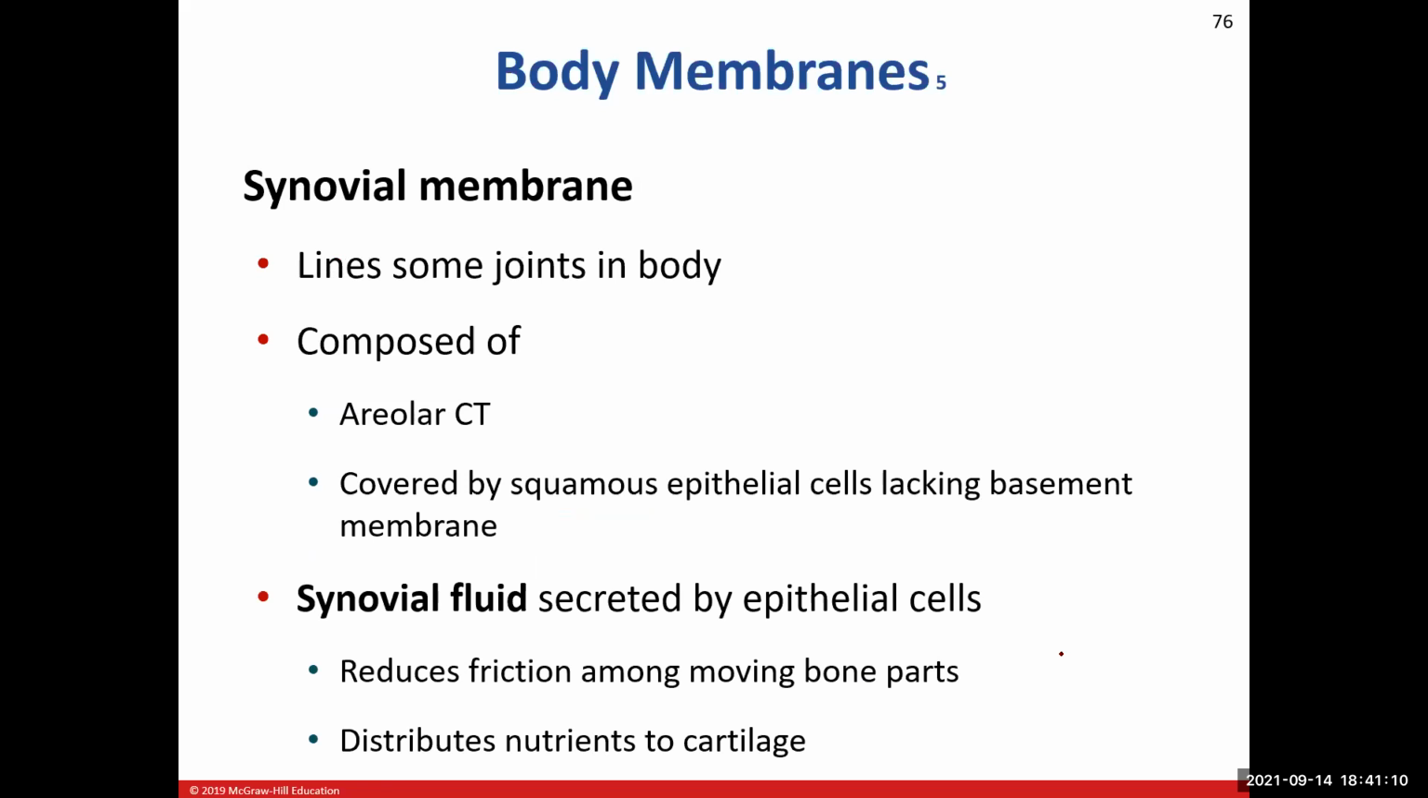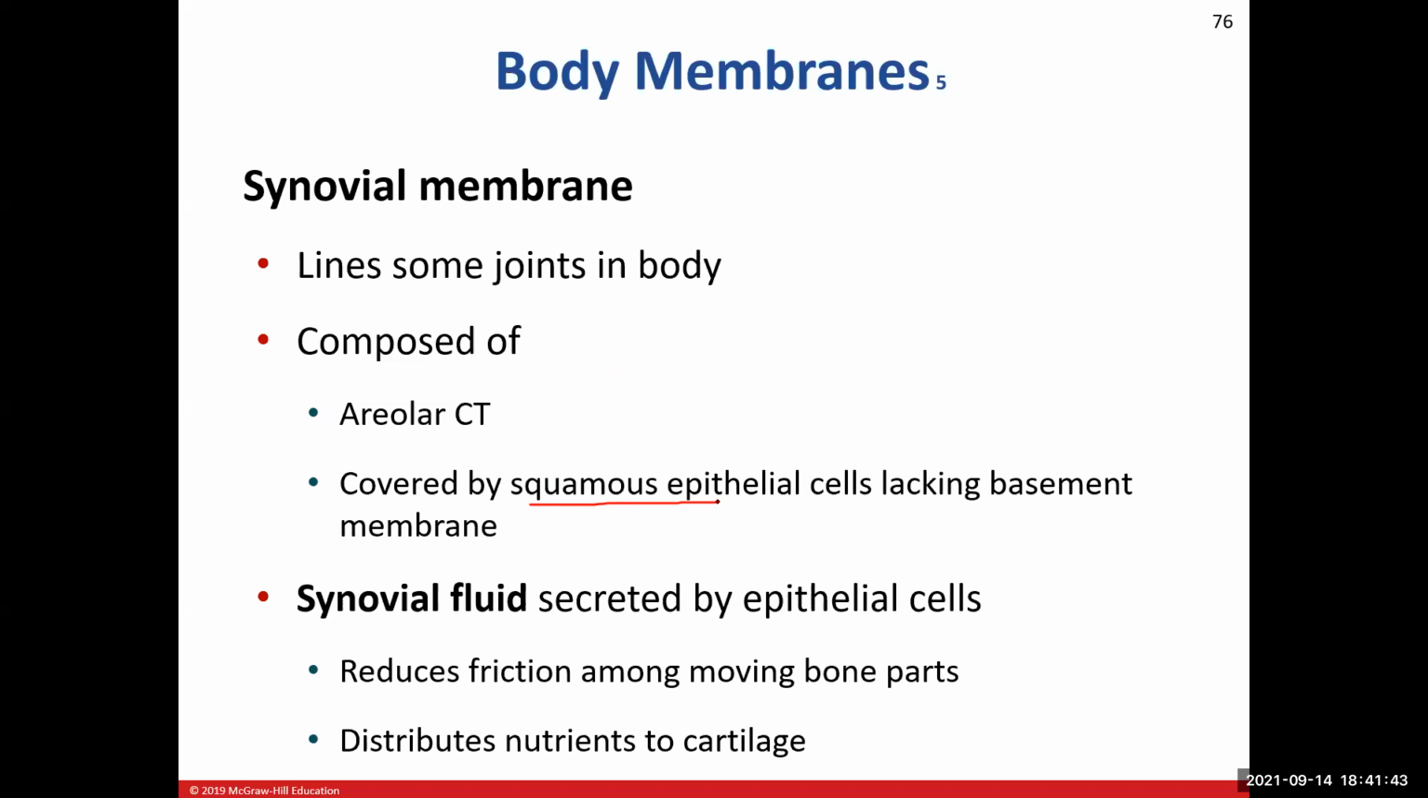The last membrane is the synovial membrane. We'll talk more about this in chapter 9 when we talk about joints. But some of the joints in your body have capsules, right? And so these joints, all right, will be lined by a synovial membrane, right? And this synovial membrane is made up of loose connective tissue. And then on the inside lining there, right, we'll have a layer of squamous epithelial tissue there. And that squamous epithelial tissue is going to produce the synovial fluid.